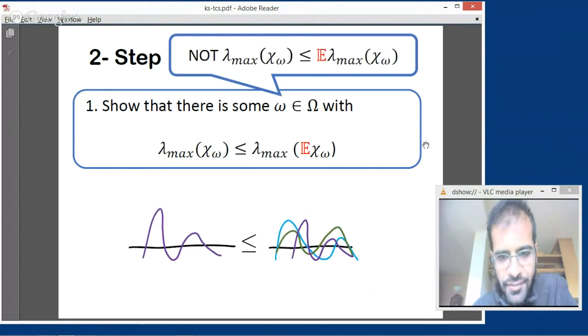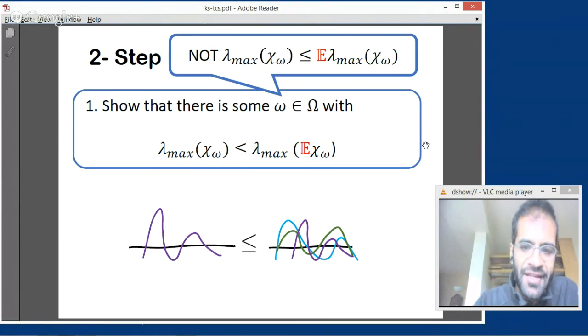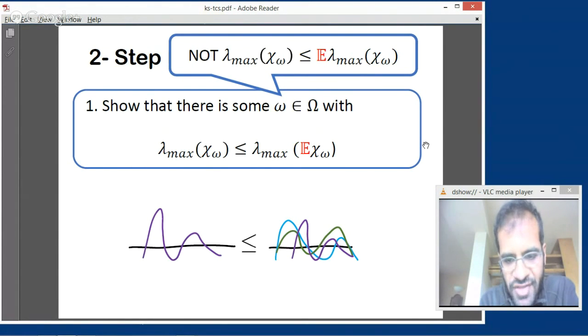Let me reiterate that this is very different from the usual type of averaging argument. This is not saying that there exists an omega so the largest root at omega is at most the expected largest root. That's a trivial statement. Here I've taken the expectation inside the largest root. So I'm comparing one polynomial to this purple polynomial, which is the sum of exponentially many polynomials.